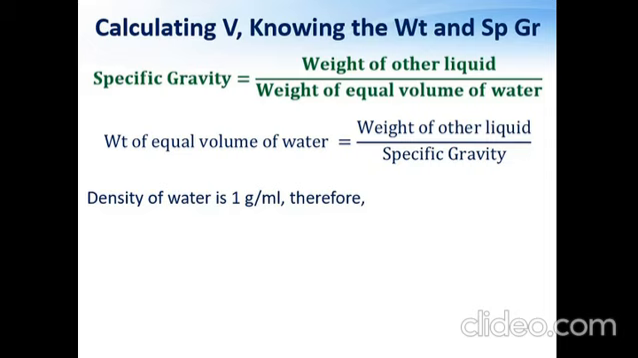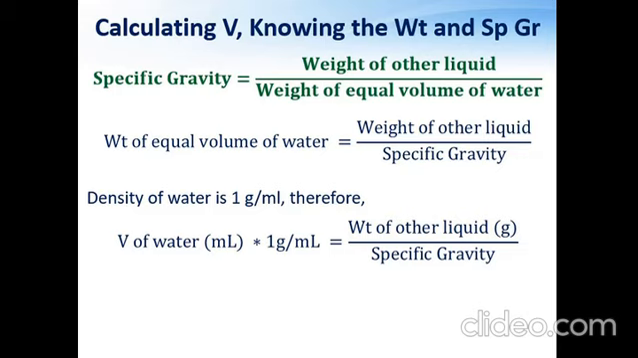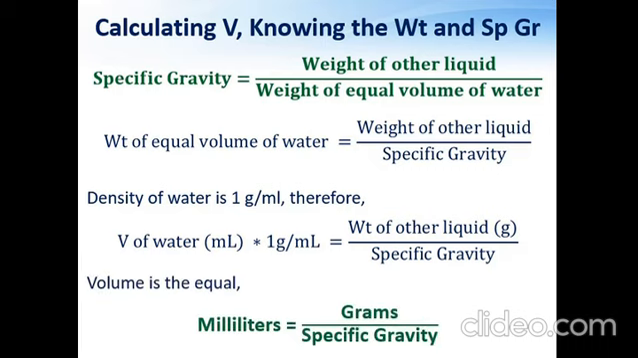And density, if no special indication, density of water is 1 gram per ml. So volume of water is 1 gram per ml equals to weight of other liquid in grams divided by the specific gravity. And because the volume is equal, so milliliters is the grams divided by the specific gravity. Only number works, not the units. Okay, let me emphasize again. Only number works, not the units.